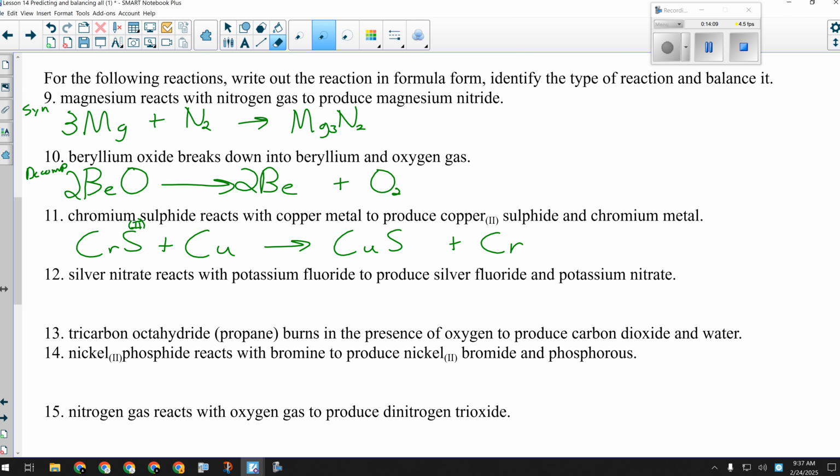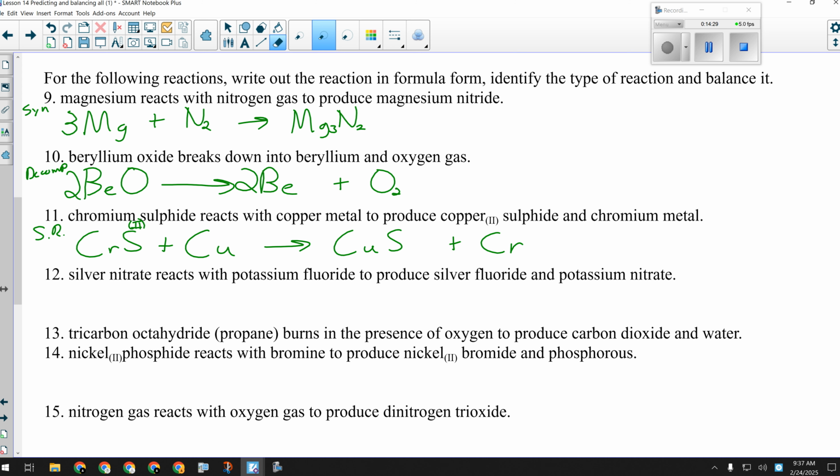What kind of reaction is that? It's a single replacement reaction. And do I need to do anything to it? Looks to me like it's already balanced, right? There's no little numbers in it. Everything is a 1.